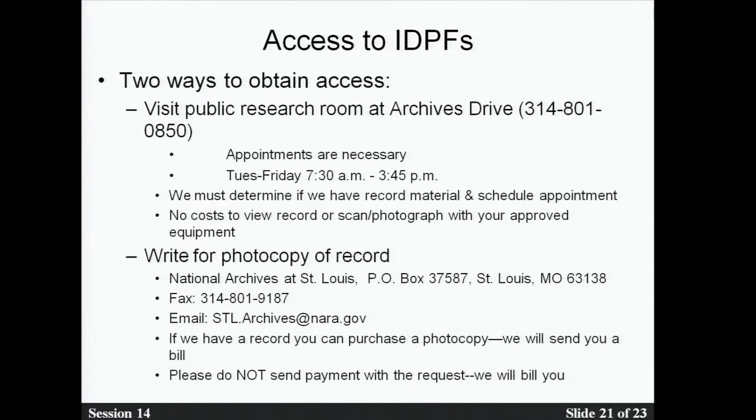And you can also write to us if you can't make it here, and our address is listed there. You could just send a letter to us to that address. You can email us at stl.archives@nara.gov with the information. Again, the full name, the information about the unit, the date of death, those types of things are very important. And if you are going to purchase a copy, please do not send us the money in advance, because we have to make sure we have the record and make sure that everything is in order before we do that.